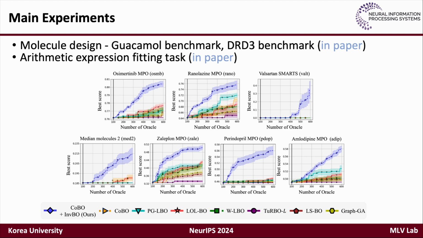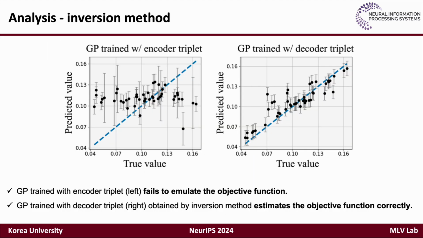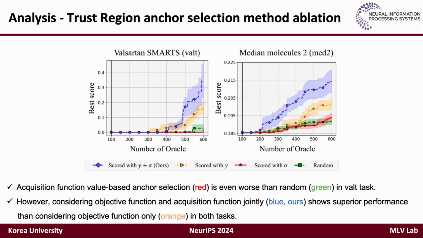Our InvBO was evaluated on 9 different benchmarks. The figure shows applying our InvBO to one of the previous LBO methods achieved the best performance in all 7 tasks. On this page, we compare the performance of the Gaussian process trained with an encoder triplet and decoder triplet. This experimental result provides strong evidence of the effectiveness of the inversion method. Lastly, we compare diverse trust region anchor selection methods. It shows that rather than considering solely, jointly considering the acquisition function and objective function could enhance the optimization performance.